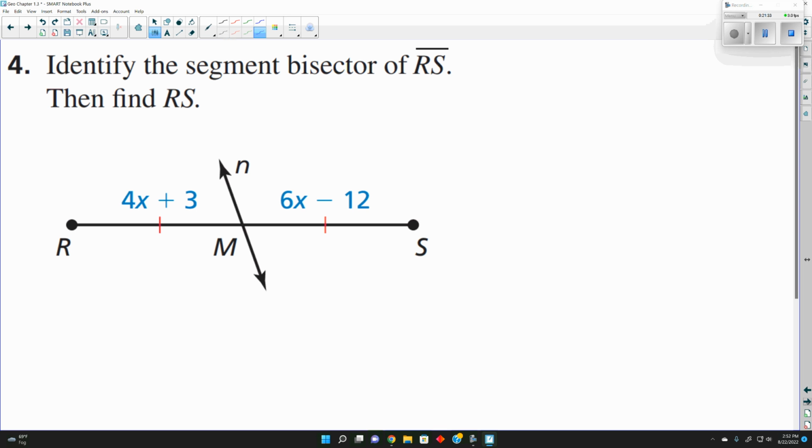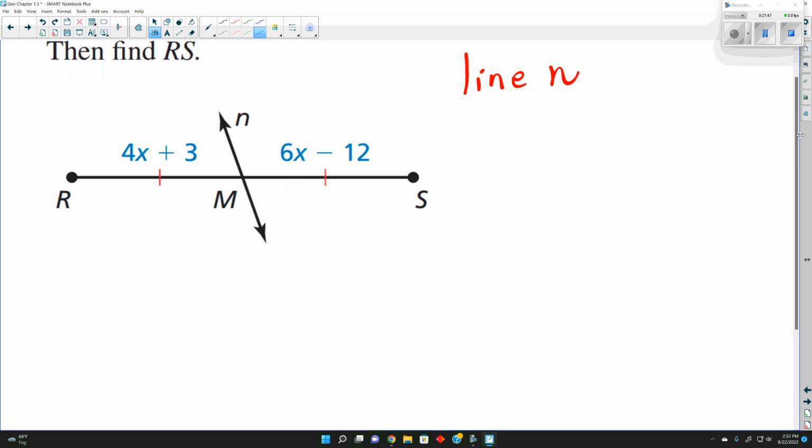Identify the segment bisector of RS, then find RS. So what's our segment bisector? Line n. So for some of y'all that feel comfortable with this, go on and start solving it, see if you can get the answer.